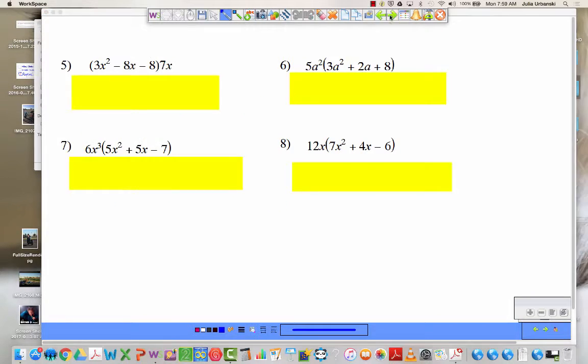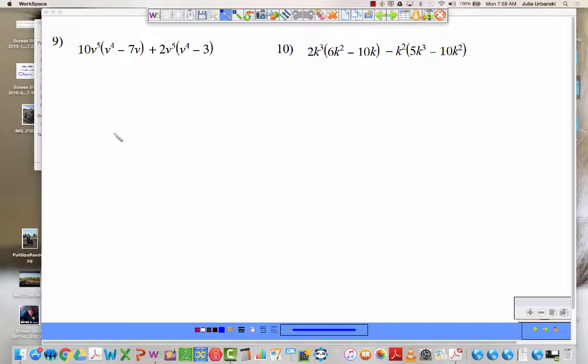What did you notice? There's 2 things to distribute. That's right. So we're going to do this one times this one, and then we're going to do this one times this one, and we stop because the parentheses stop. So it's going to be 10. Basically, it's 10 times 1, v to the 9th, thank you, minus 10 times 7 is 70. Then we have v to the 6th.